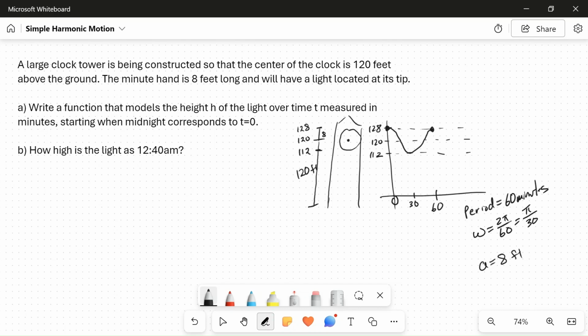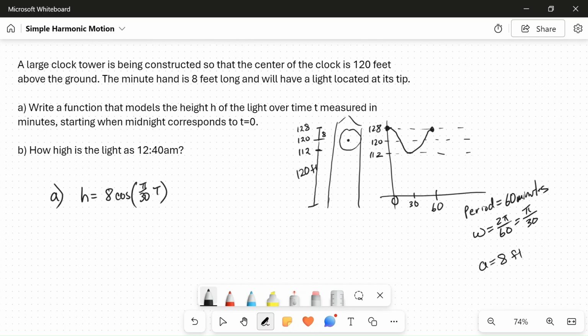To write the equation, for part A, we could say that the height of the light is going to equal our amplitude, which is 8 feet. Is this graph sine or cosine? If it starts at the top, curves down, goes back up to the top, that is actually cosine. And we know omega is pi over 30, so pi over 30 t.